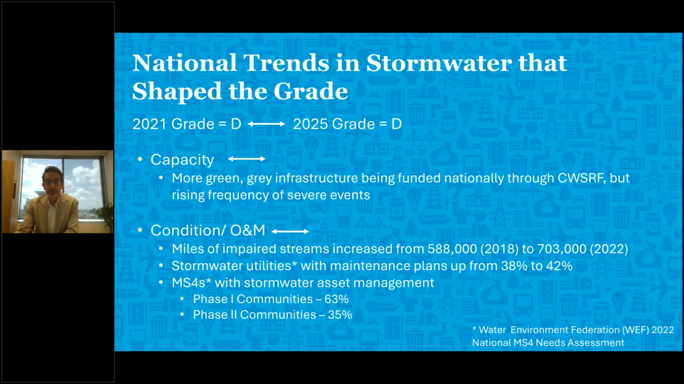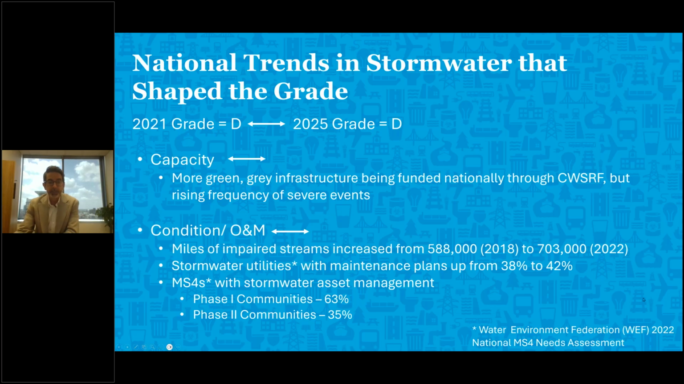The next two categories I've lumped together, condition and operation and maintenance. We saw our miles of impaired streams increase across the nation from 588,000 to 703,000. Which was a negative, but at the same time, we saw a slight increase in stormwater utilities with maintenance plans. MS4s are starting to utilize asset management plans, which hits on one of the key trends of the report card that talks about lack of available data. So we're starting to make a small amount of progress there, but much more to be done. Next slide, please, Seth.